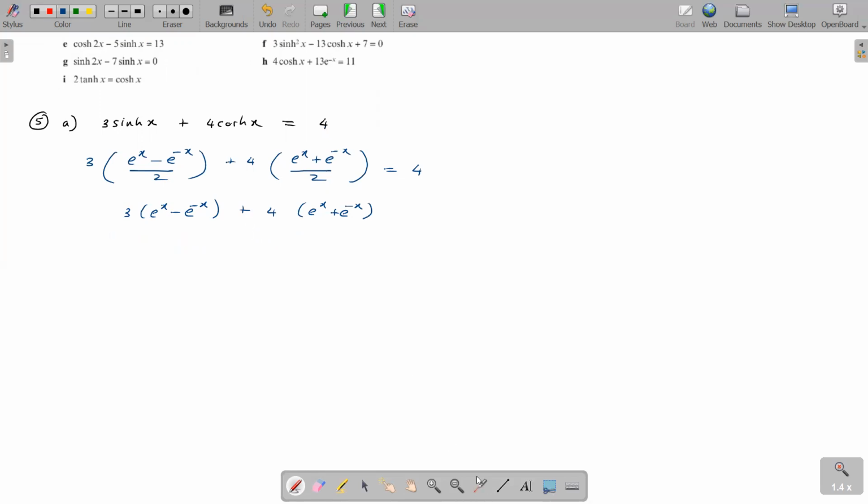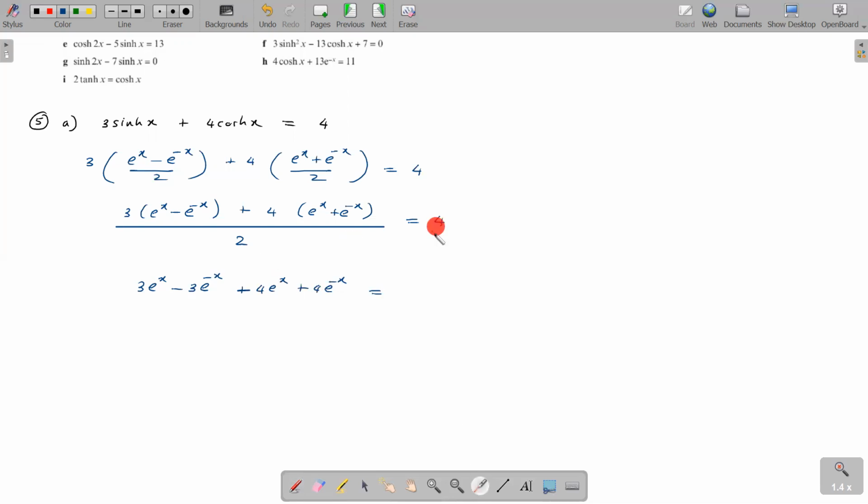I think you can see 2 is a common denominator, so I'm not going to cut this 2 and 4 here. Instead, I'll take 2 as a common denominator, and this is equal to 4. It makes our life easier, right, guys? Expanding the bracket, you get 3e^x minus 3e^(-x). Here you get 4e^x plus 4e^(-x).